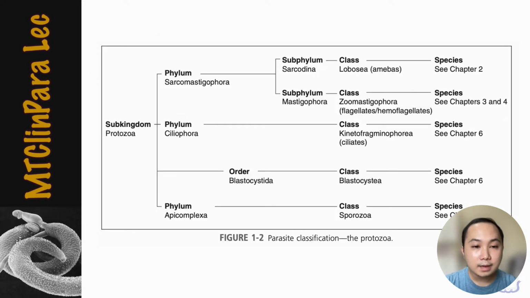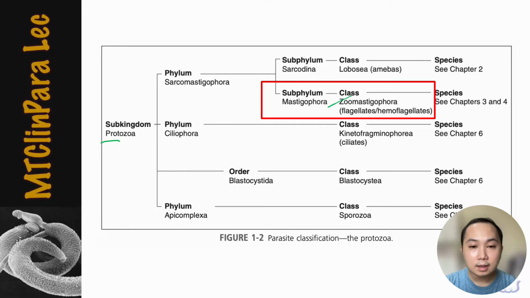So here is the parasite classification under the subkingdom Protozoa. As you can see here, we're done with the amoeba, and now we are moving on to the next class. We have the Zoomastigophora. Your class Zoomastigophora is divided into two types. We have the flagellates and the hemoflagellates. Although these two types are very similar in a way that their locomotory organ consists of your flagella, okay?